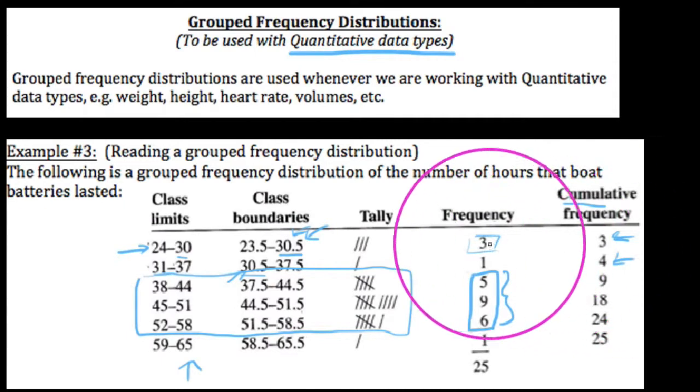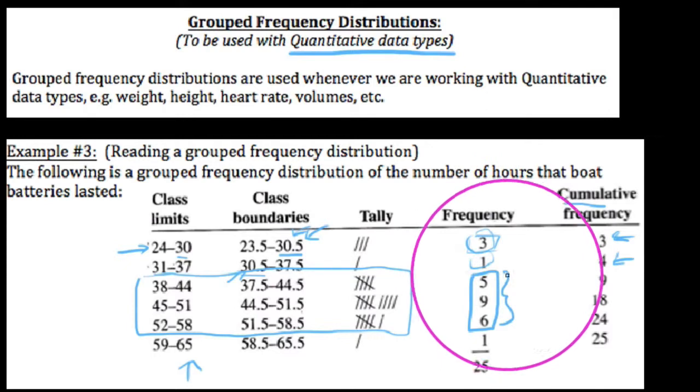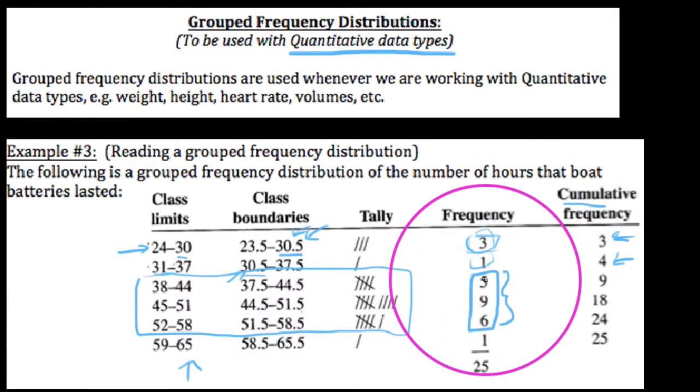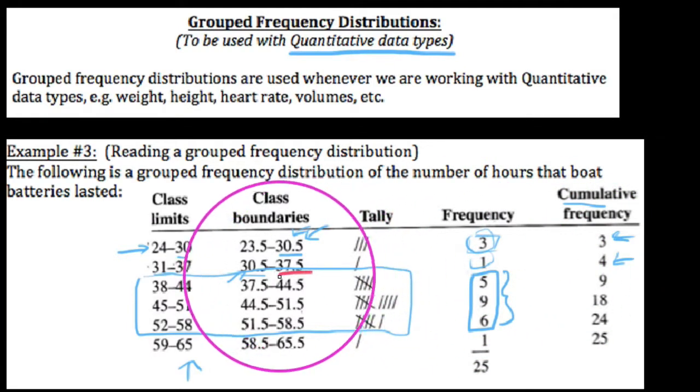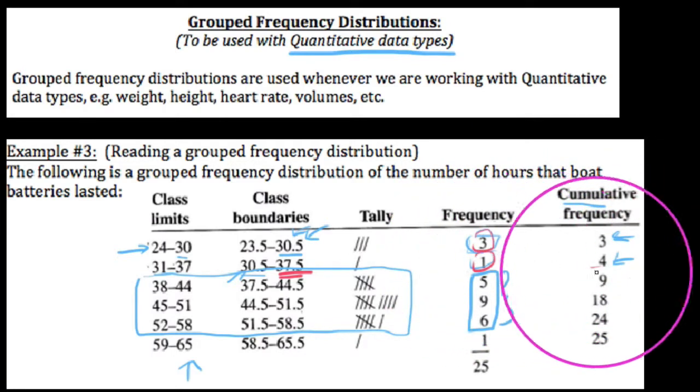We have 4 because we've taken the original 3 and added on the 1 that we've gotten for this class. So basically, it's like answering the question, how many batteries lasted up to 37.5 hours? Well, 4 up until now, because you had the initial 3 and then this one here.